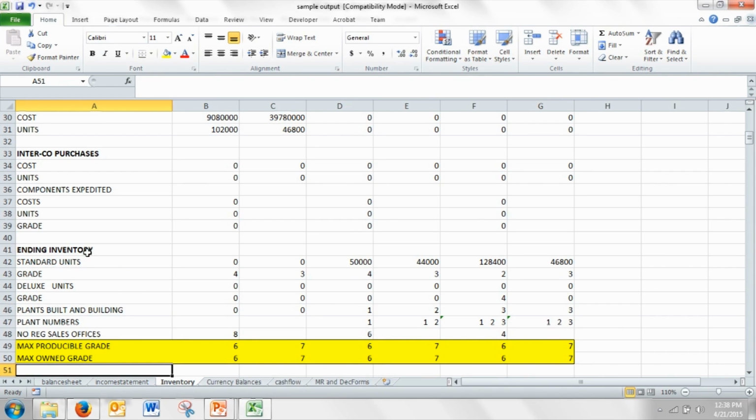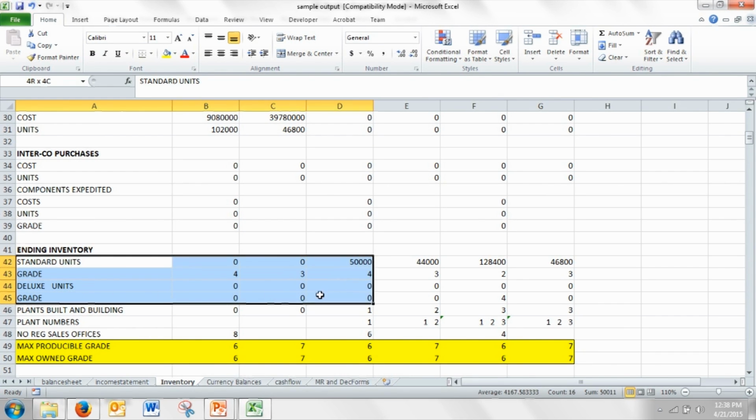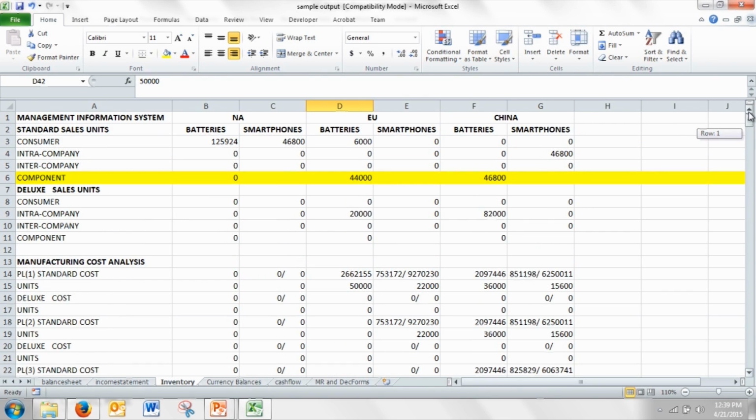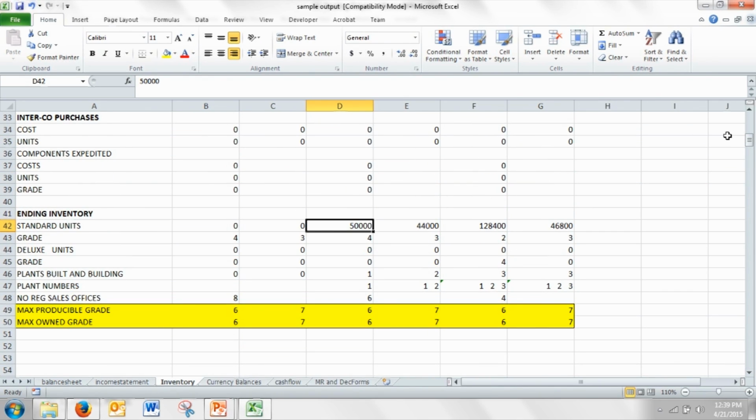There is also the ending inventory section, and remember that this is very important, this section on standard units and deluxe units in terms of setting prices. In this particular case, this company has only standard units available for sale, and you can see exactly what's available for sale in each of these areas. So, for instance, this team has 50,000 X4 and 44,000 Y3 available in their European market, available for sale. So they can either sell those to the consumer market or ship them to other teams or other areas.